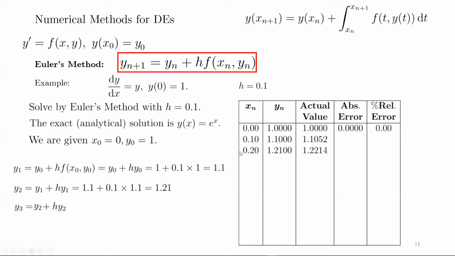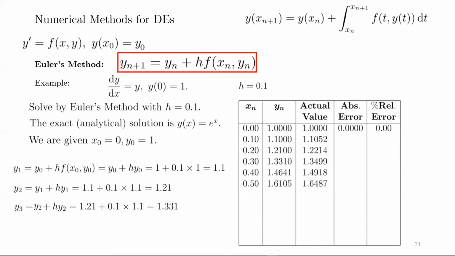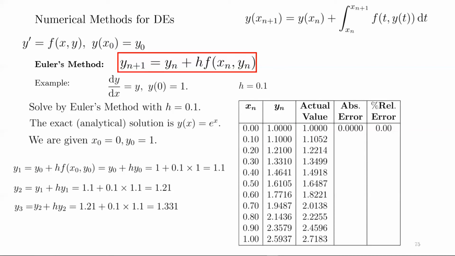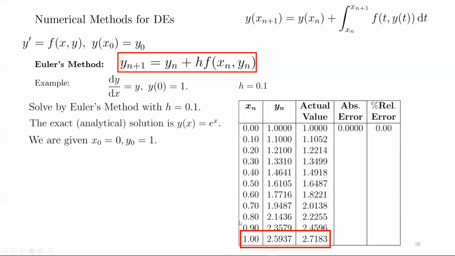We can continue this on. y3 is equal to y2 plus h times the function evaluated at y2, 1.331. And we can continue on like this until we get to whatever point that we want to get to. So let's just assume we want to take 10 steps here so that we can get to x equals 1. Okay, so after 10 steps, our approximation is when x equals 1, y is equal to 2.5937. The exact value at x equals 1 is e to the 1, which is 2.7183. So there's some small error there.